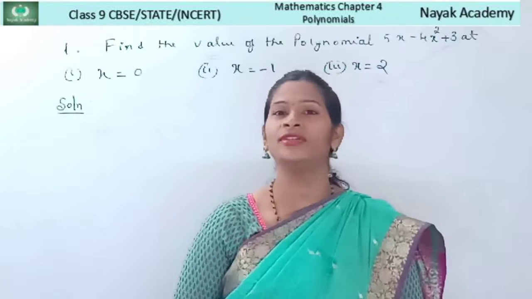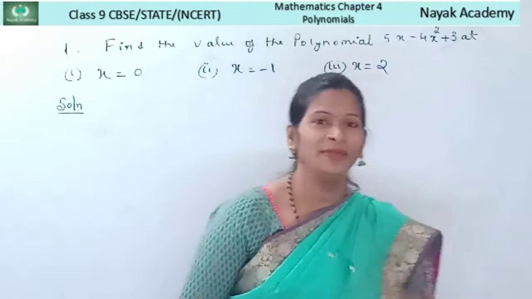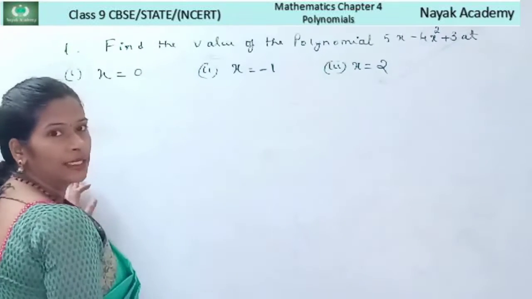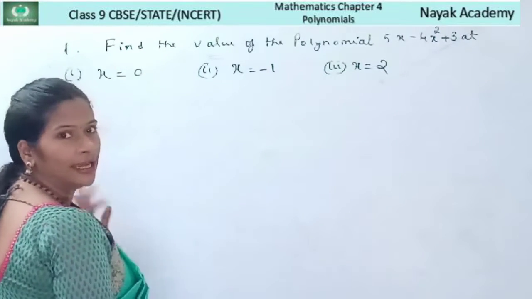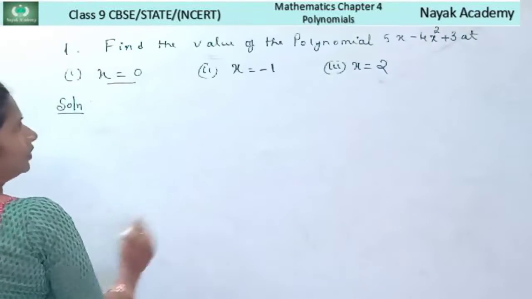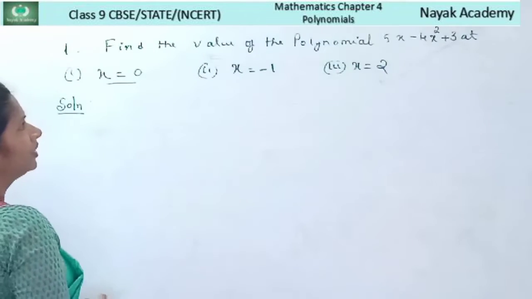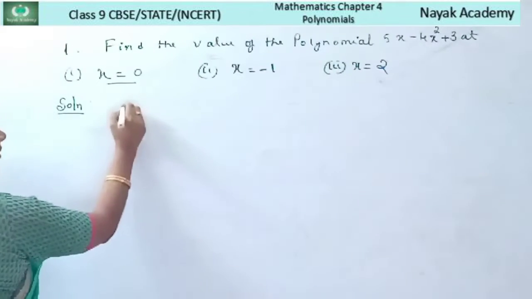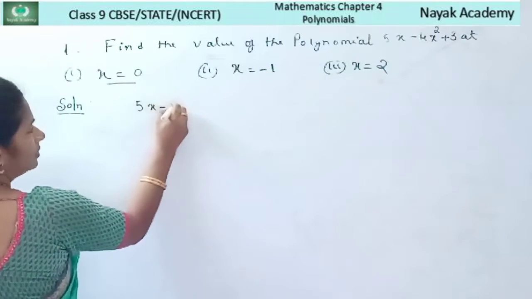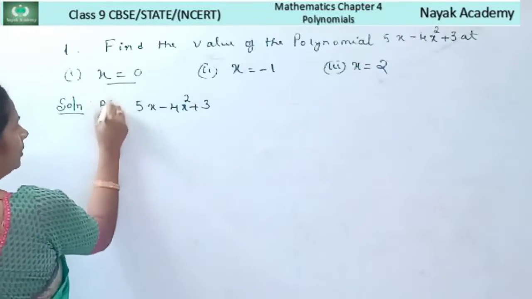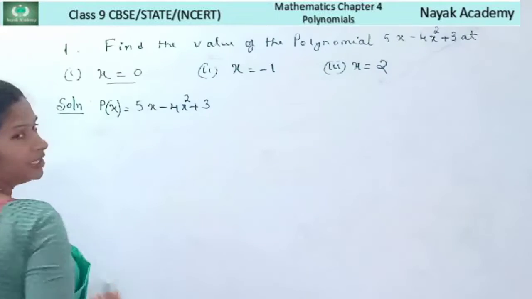Let us start to solve second exercise problems. Coming to the question: find the value of polynomial 5x minus 4x square plus 3 at x equal to 0, x equal to minus 1 and x equal to 2. What is the given polynomial, children? 5x minus 4x square plus 3. Let me name the polynomial as p of x.